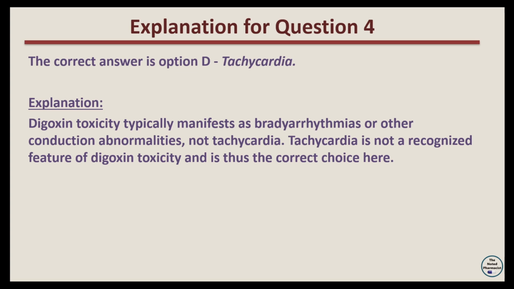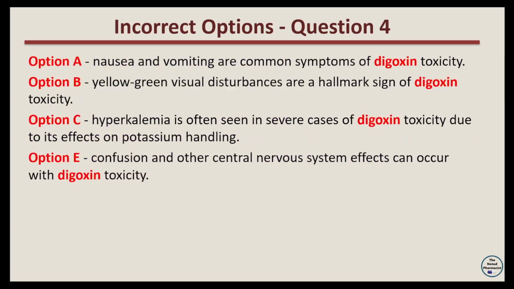Here is the explanation for incorrect options. Option A is incorrect because nausea and vomiting are common symptoms of digoxin toxicity. Option B is incorrect because yellow-green visual disturbances are a hallmark sign of digoxin toxicity. Option C is incorrect because hyperkalemia is often seen in severe cases of digoxin toxicity due to its effects on potassium handling. Option E is incorrect because confusion and other central nervous system effects can occur with digoxin toxicity.